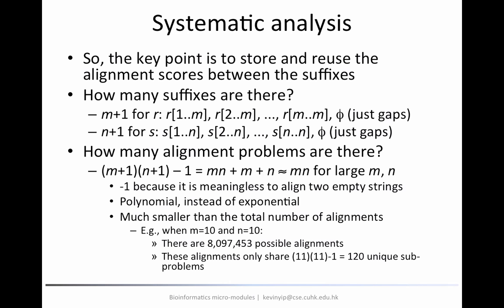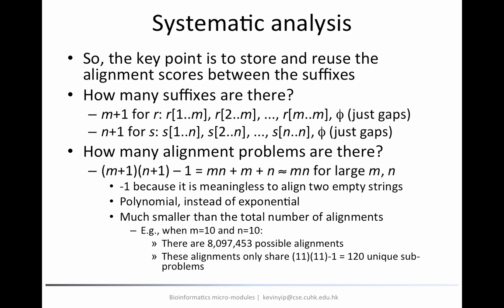Therefore, the total number of alignment problems that we need to solve will be m plus 1 times n plus 1 minus 1, which is about mn when m and n are large. The reason that we have minus 1 is because we do not need to align a gap with a gap. So here, when m and n are large, m times n is just a polynomial function of m and n, which is much better than an exponential function.